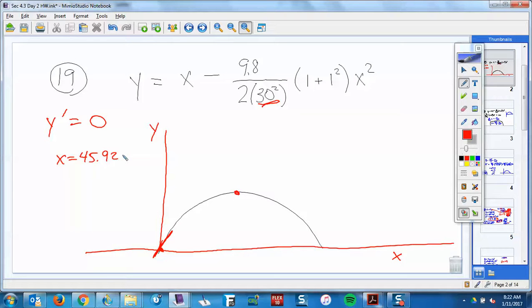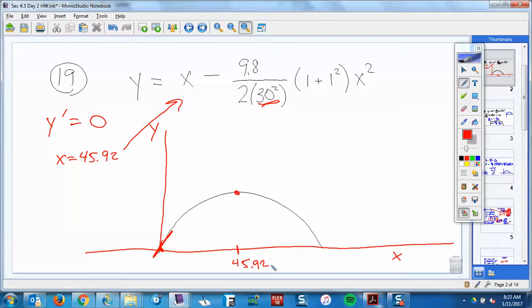But they want to know how high, right? Is that how high? That's the x, so that wouldn't be the final answer. That's what you get for your x, but you've got to plug it back into there, because the question is how high did it rise? So that's like 22 something. I got 22.96, they say here. So how high it was is the y value, and the x here would be 45.92.